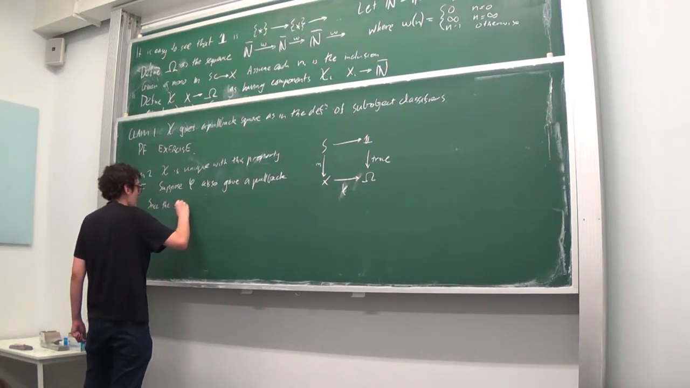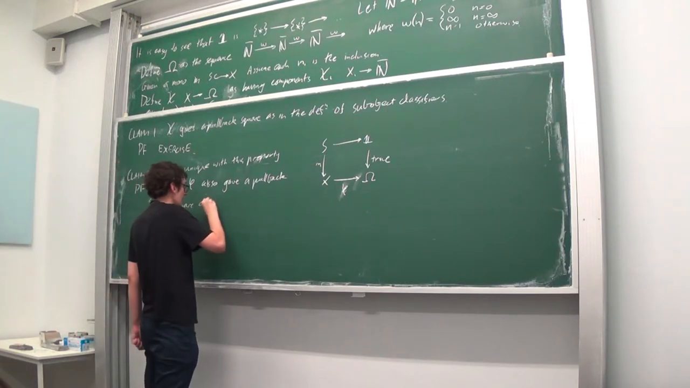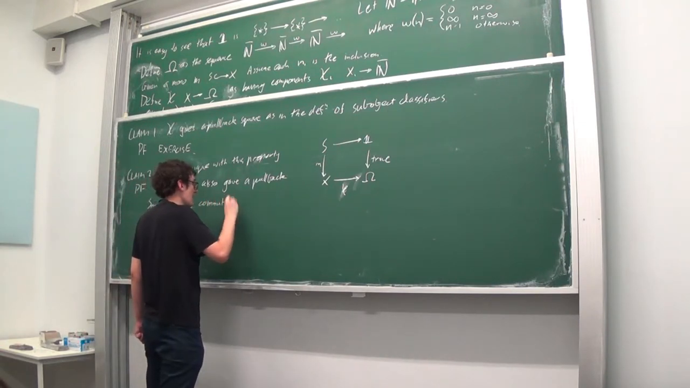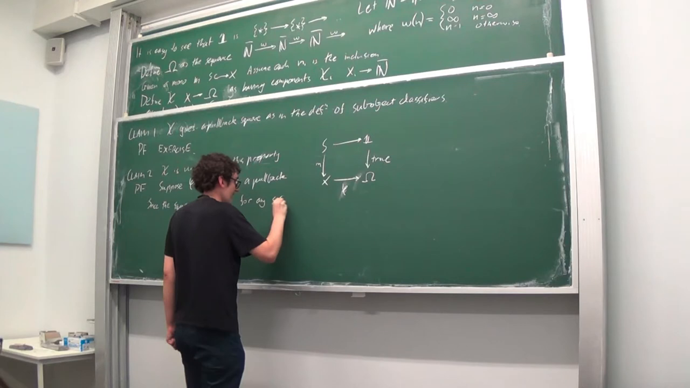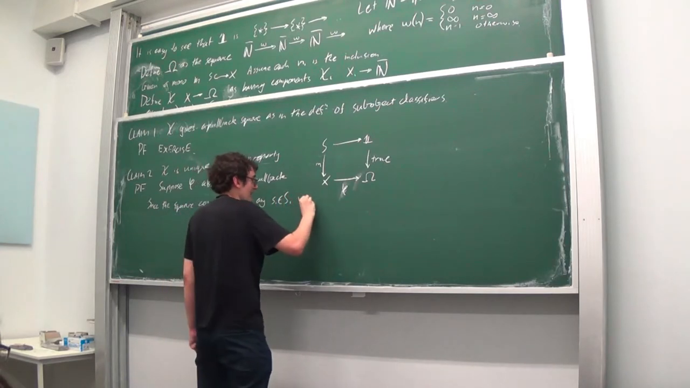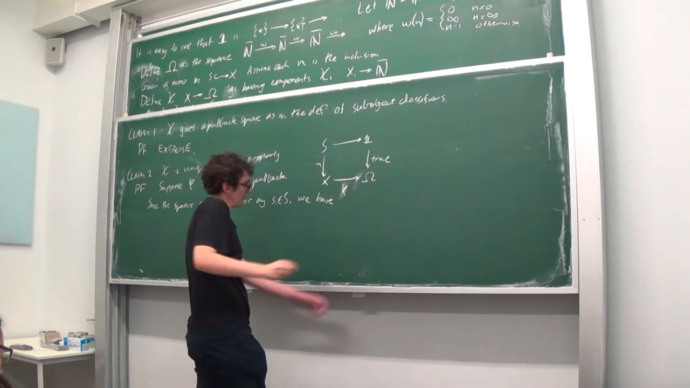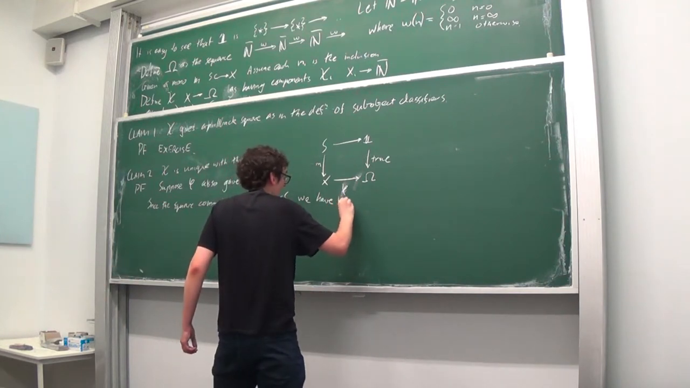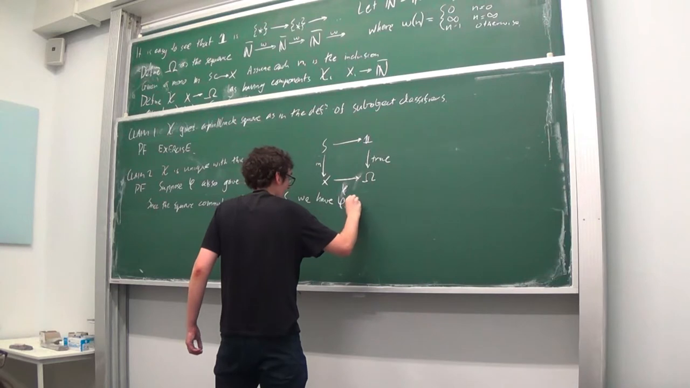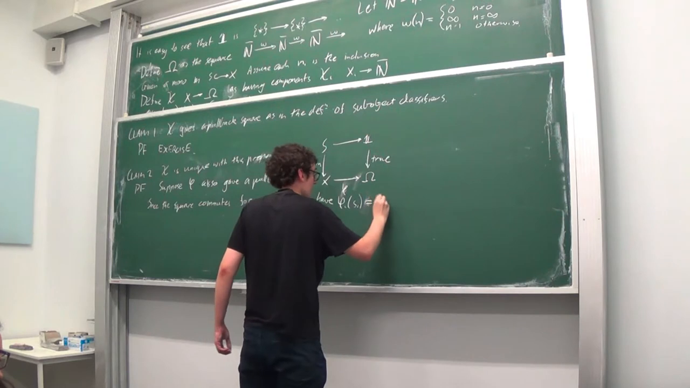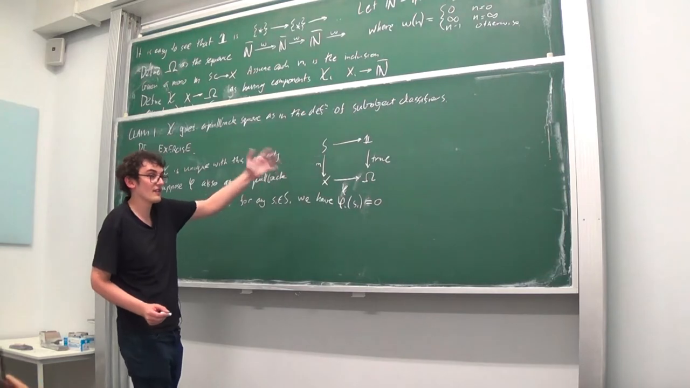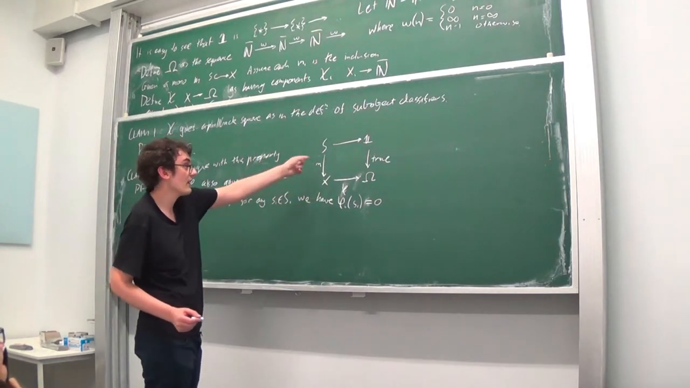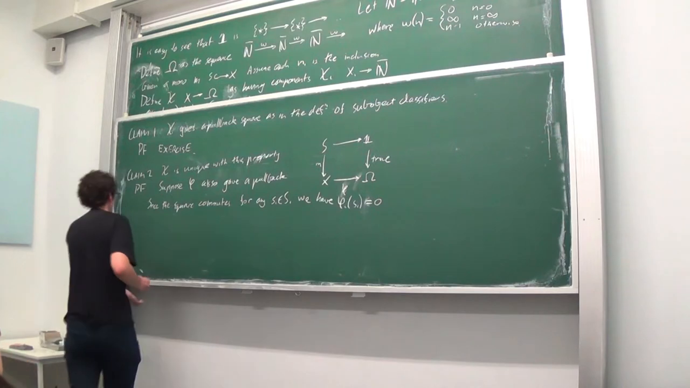since the square commutes, for any s_i in S_i, we have phi_i of s_i is equal to zero. Because that's what commutativity of that diagram says. So you get a diagram like this for every single one of the components, and then you just evaluate that when it agrees with true. Okay.